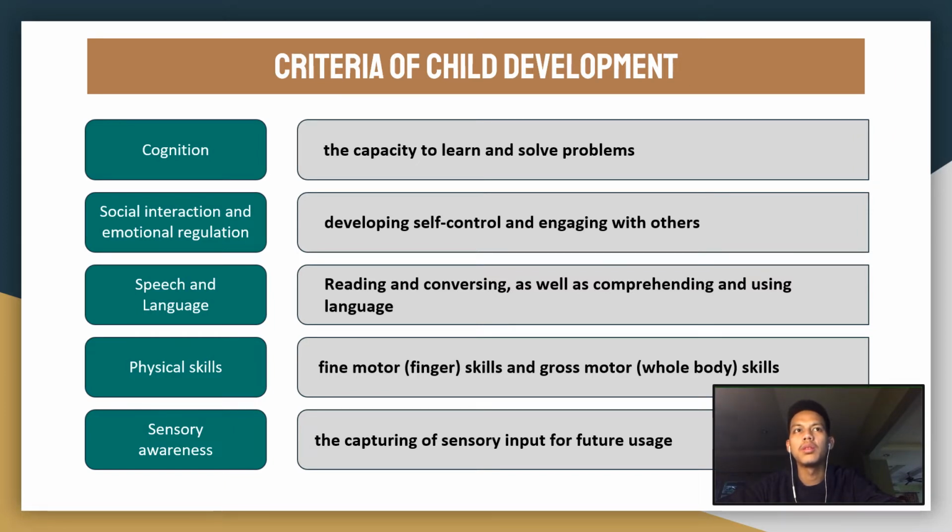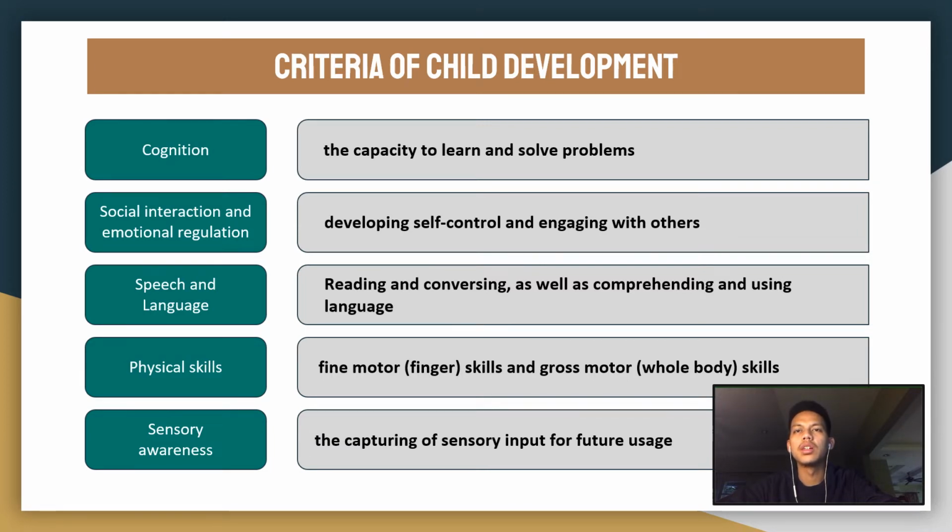Second, the social interaction and emotional regulation. This can be examined by their development in self-control and engaging with others. For instance, we can look in how they interact with their friends at school. Third is the speech and language. Inspection of their reading and conversing, as well as comprehending and using language, is the method of monitoring this criteria. For example, we can look into how they speak and the sentence building when they communicate with others.